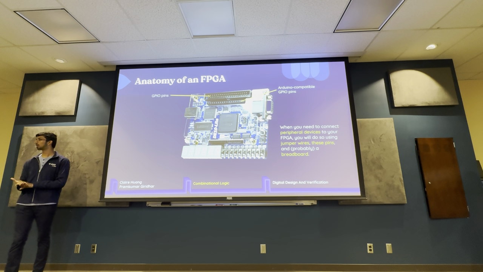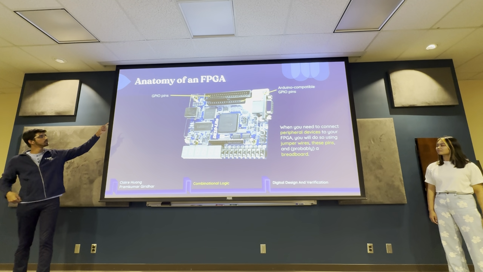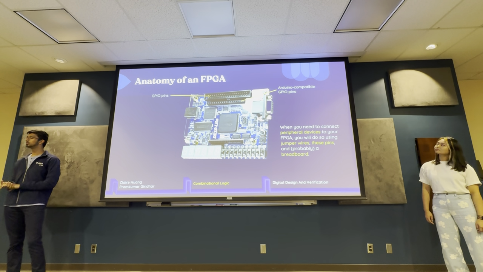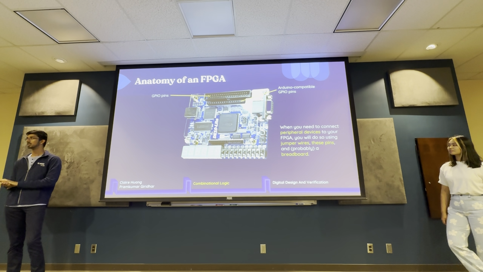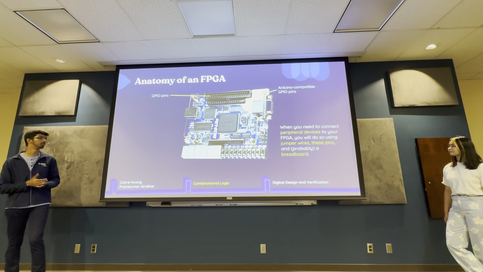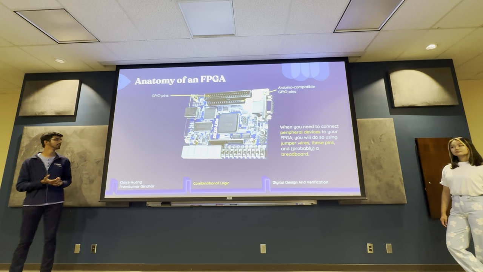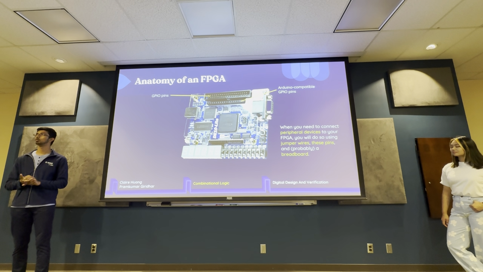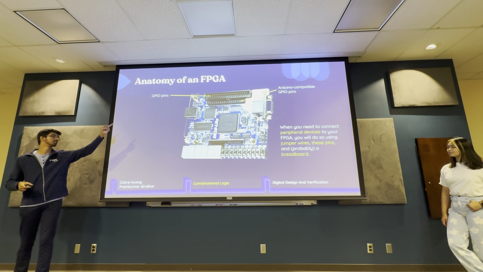Next, probably the most important part in terms of DAV is the GPIO pins. So at the very top, you can see a bunch of male and female pins that basically will allow you to connect jumper wires and therefore connect other components. So a buzzer or perhaps like an NES controller or even a nunchuck. We have breakout boards for various types of peripherals, and you will be using breadboards to connect those to the pins on this FPGA.